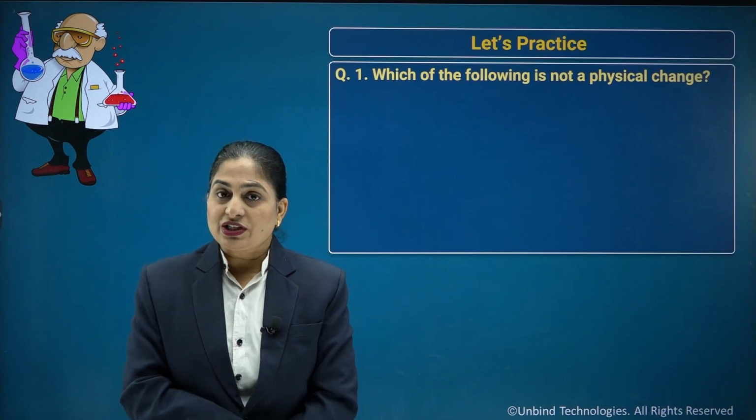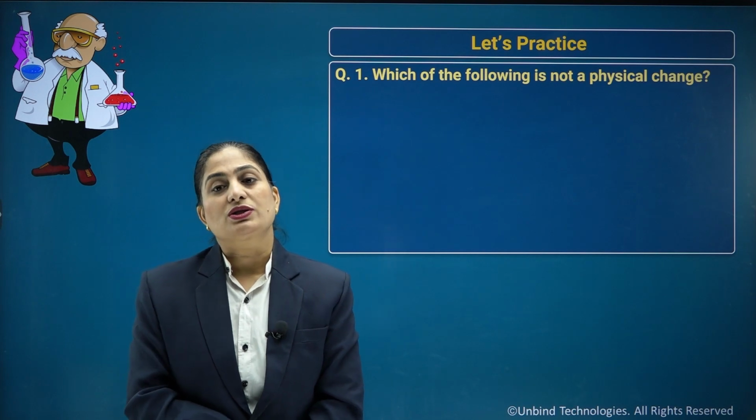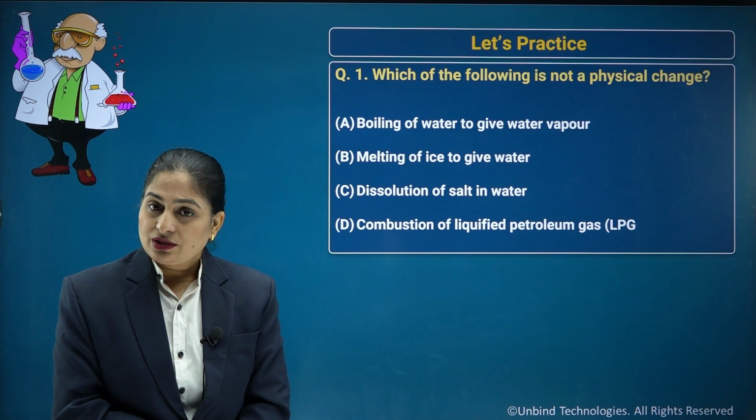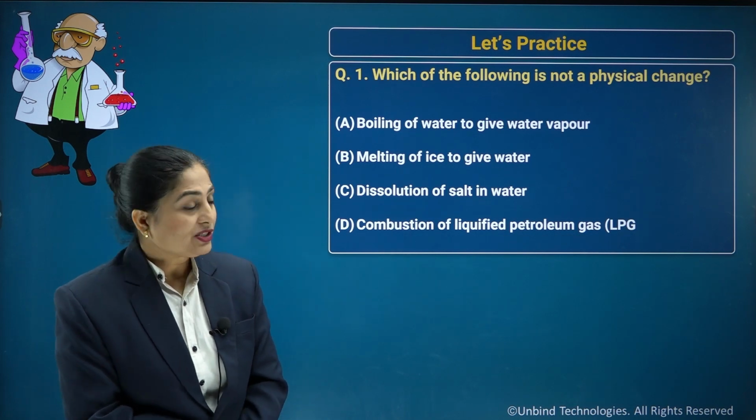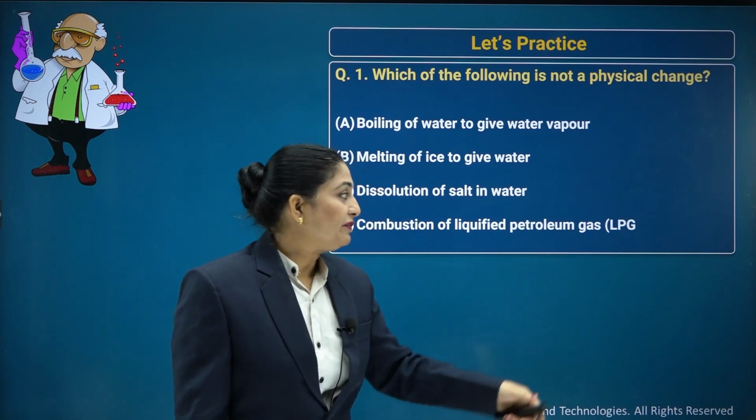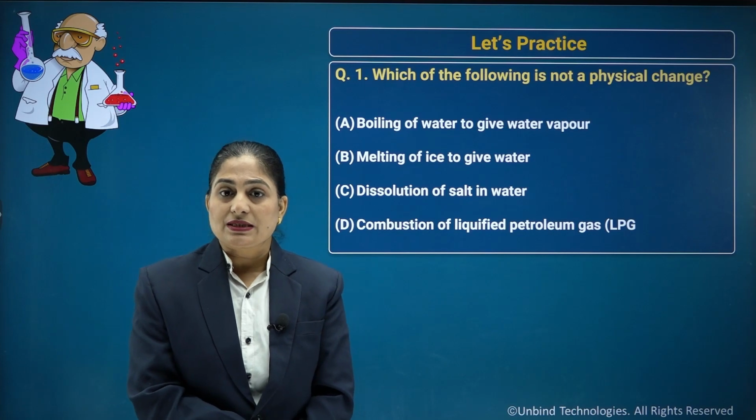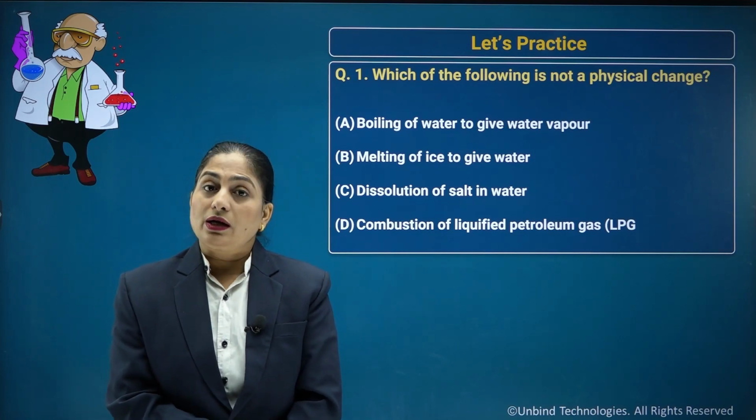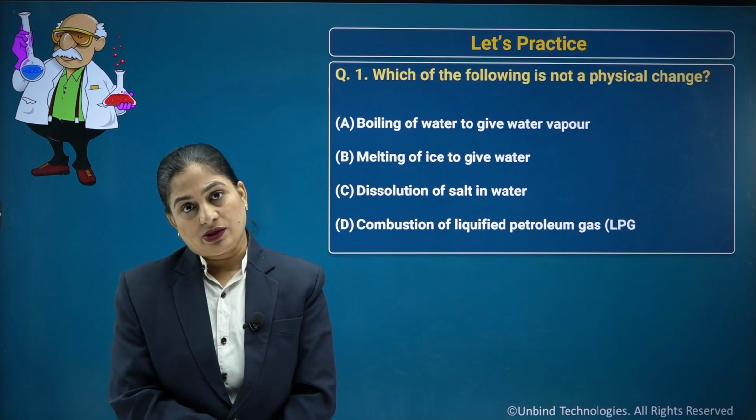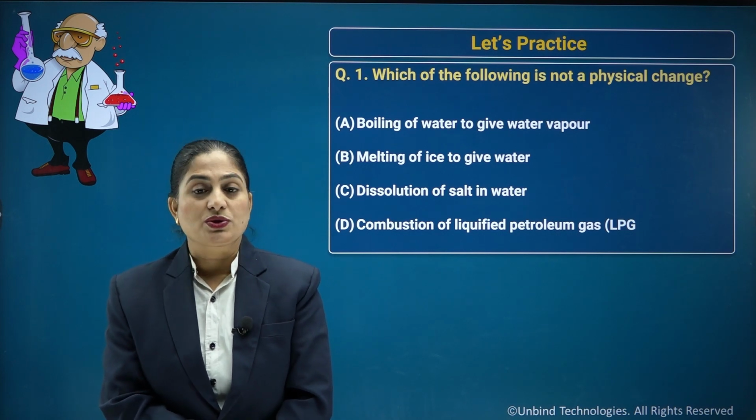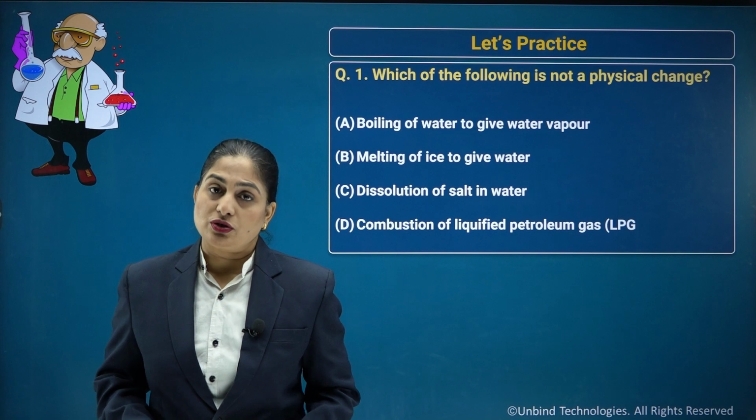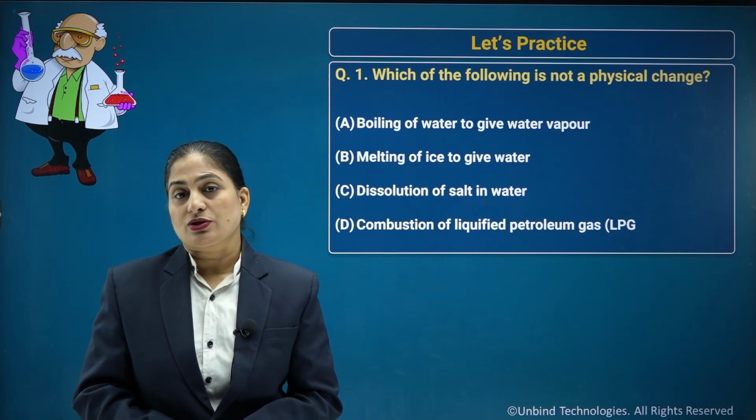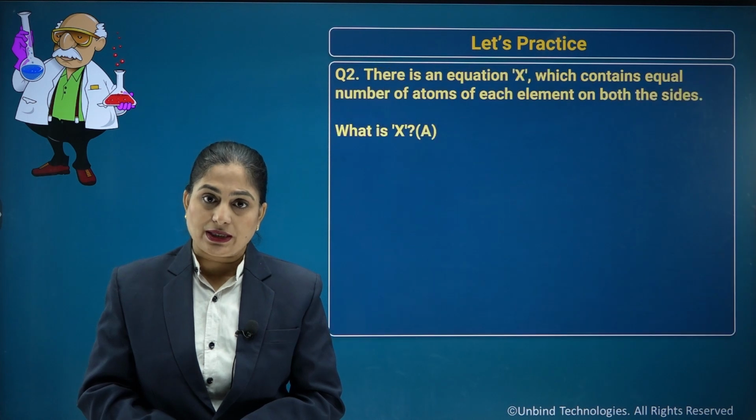So this is all about the chapter. Now let us discuss certain questions. The question is, which of the following is not a physical change? The one which is not a physical change here is the combustion of LPG. So option D is the correct answer, because in the first, second and third options it only includes a change in state, whereas in the fourth case we observe that it includes the formation of a new substance. So combustion is a chemical change, it is not a physical change. So option D is correct.